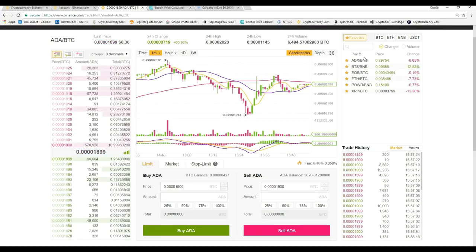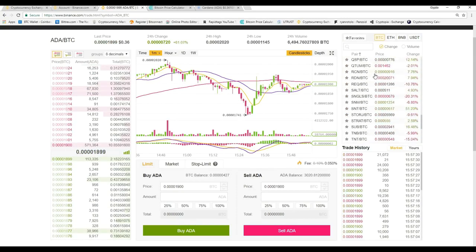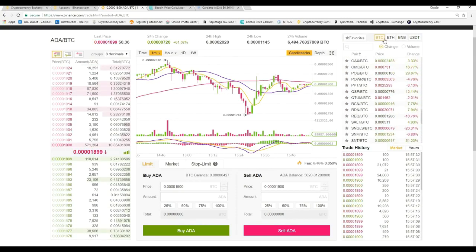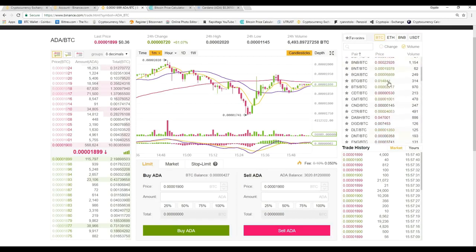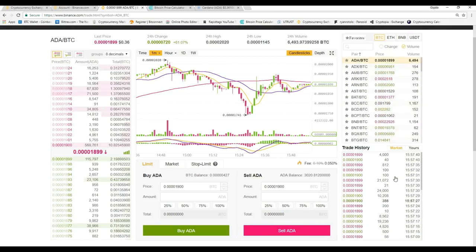So if we go over here, right now I'm in the favorites tab, but if we go over to Bitcoin, this is where you have the list of all the different cryptocurrencies for the Bitcoin tab, as well as the other tabs. You can view them all on the side here, as well as the percent changes, and you can also look at the volume. Down here, this is the trading history.